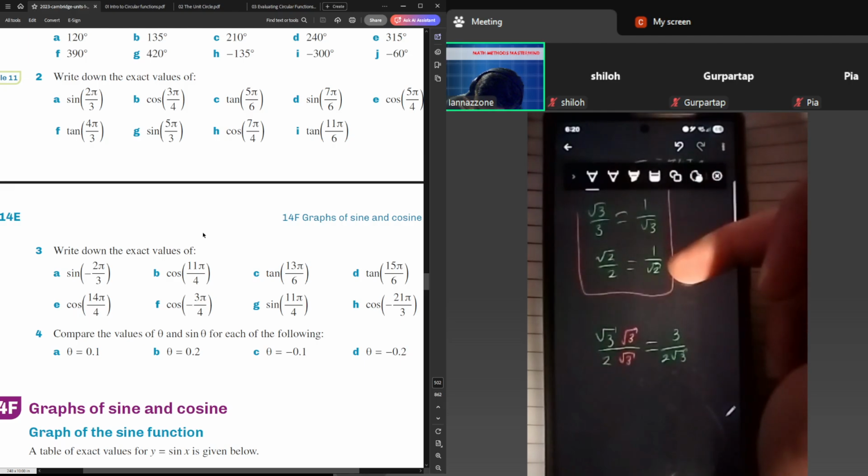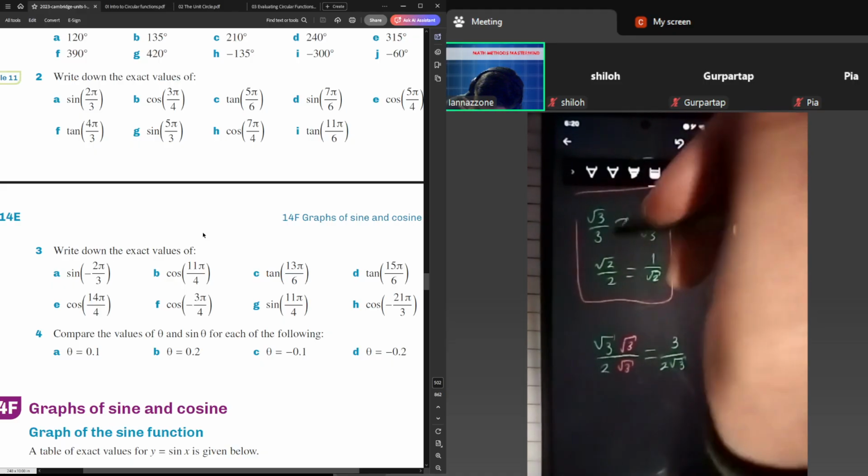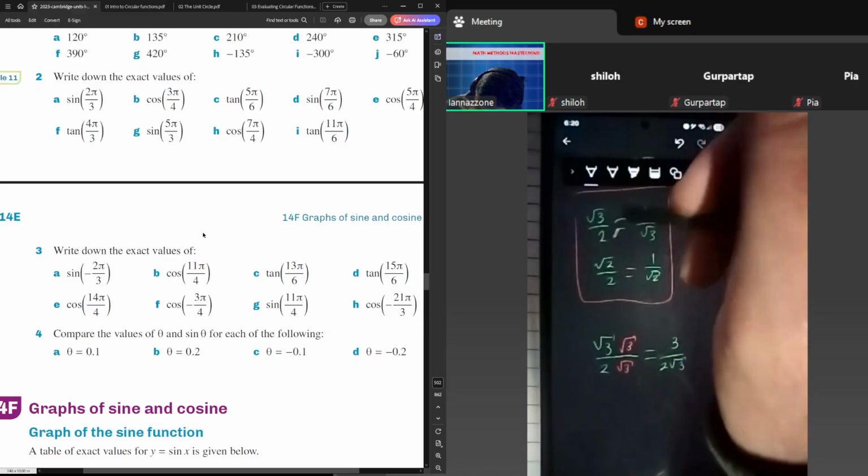Wait, hang on. What happened? Why did I do something weird? Oh, have I forgotten this? That's embarrassing. Oh, because I did the wrong thing. Root 3 on 2. That's why it was weird.